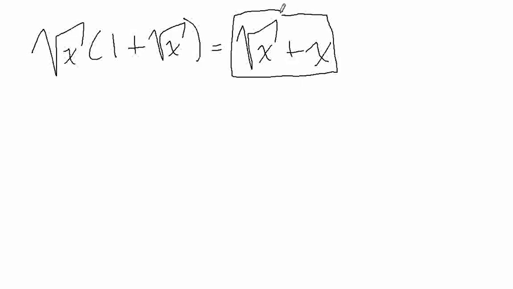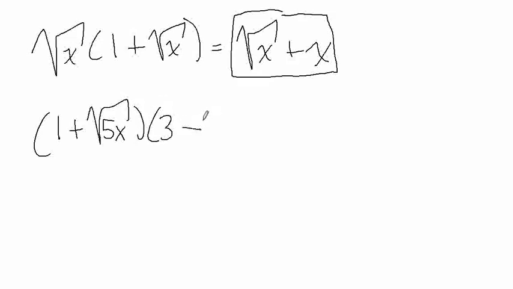Now let's close the video with an example of FOIL involving radicals. So do the same thing you would do if you had only numbers underneath the radicals. Can you expand the following? Pause the video and try. Okay, I'll go ahead and work it out.